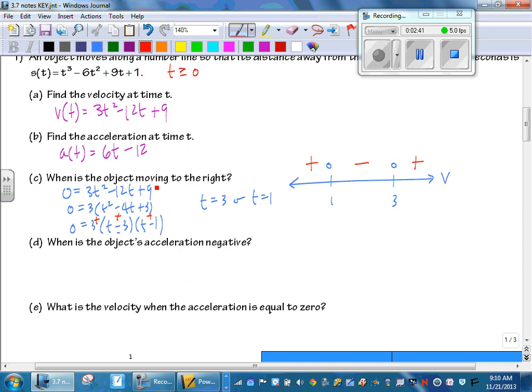We're trying to figure out when is the object moving to the right. So that's when the velocity is positive. That would be from 0 to 1 and from 3 to infinity.